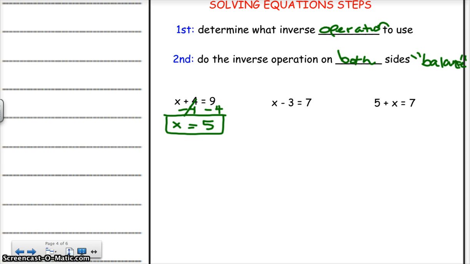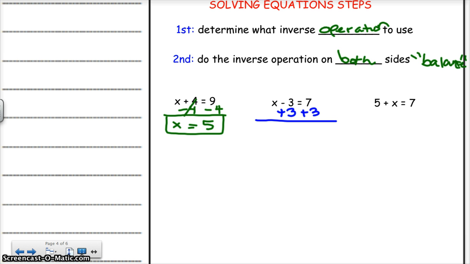And yes, I could do that in my head, and I'm sure you could too, but that's not the point. x minus 3 equals 7. What's the inverse? Plus 3. So now I'm going to add 3 to both sides. I'm staying balanced on both sides of the equal sign.